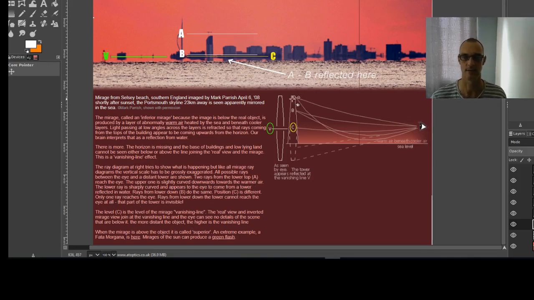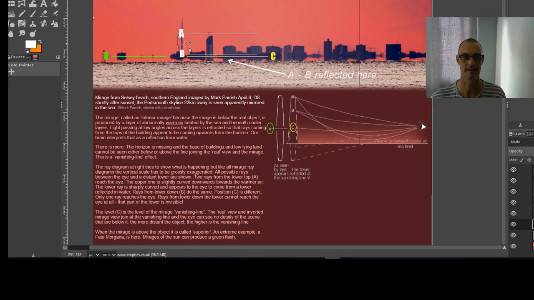So we just have a look here. We've got two rays. We've got that one that goes directly to the observer's eye, and then another line which is basically creating this reflection and comes up from here. Okay, so we've got that here, and then B. Yeah, rays from lower down, B, do the same. So basically between A and B we've got a very similar thing happening. So here we've got A and B here.